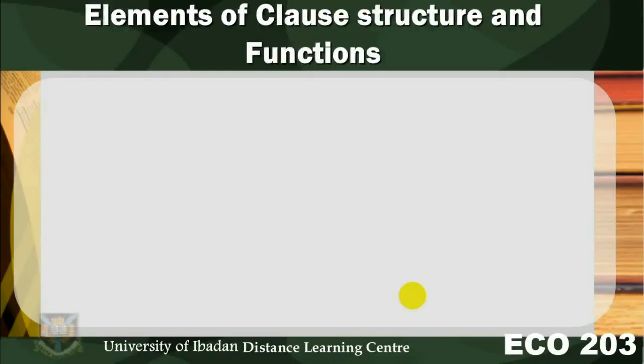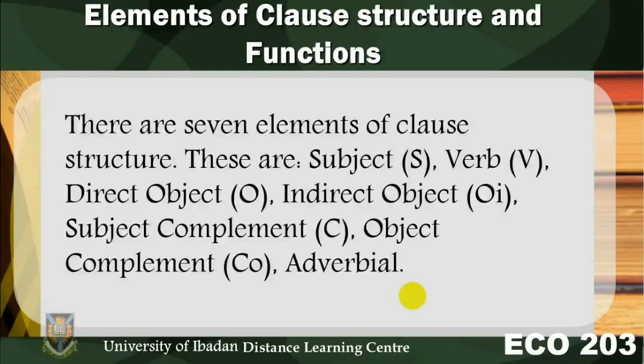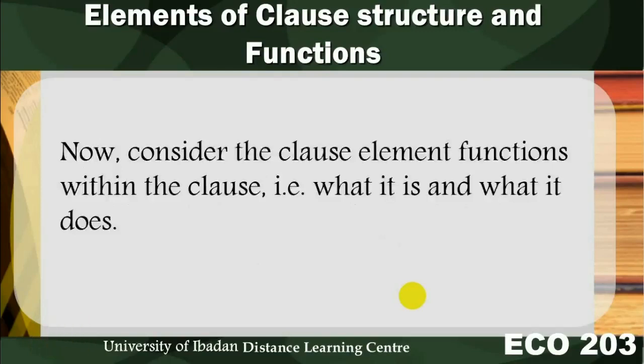Elements of clause structure and functions. There are 7 elements of clause structure. These are subject, S, verb, V, direct object, O, indirect object, OI, subject complement, C, object complement, CO, adverbial. Now, consider the clause element functions within the clause. What is it and what it does.